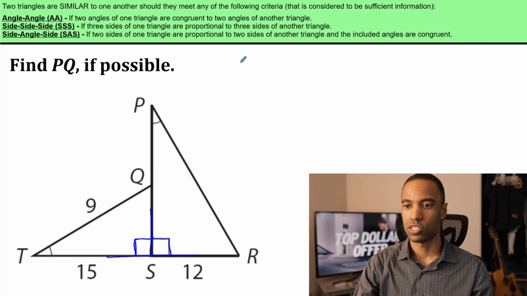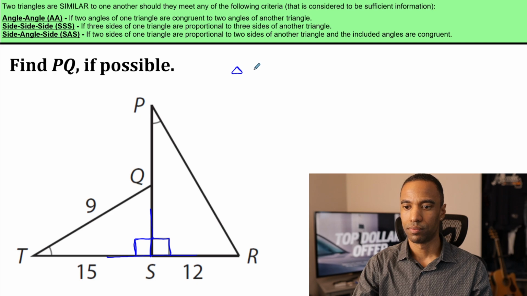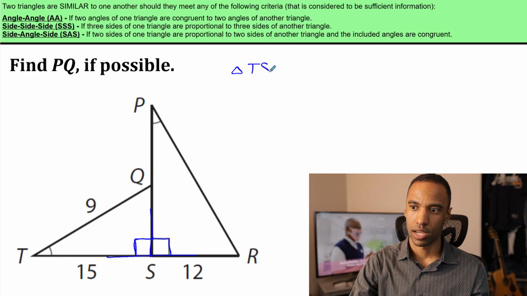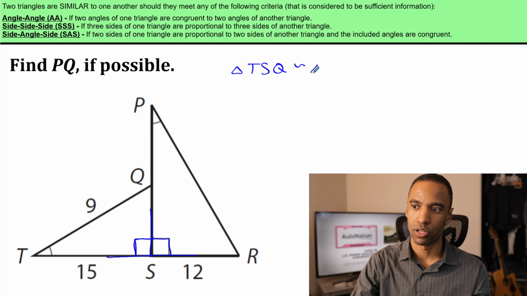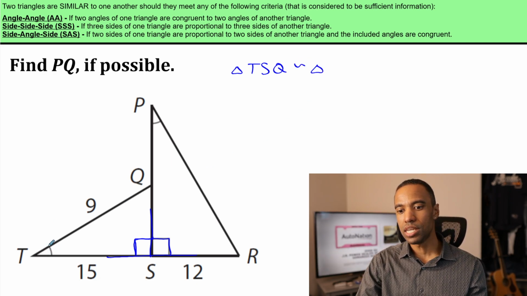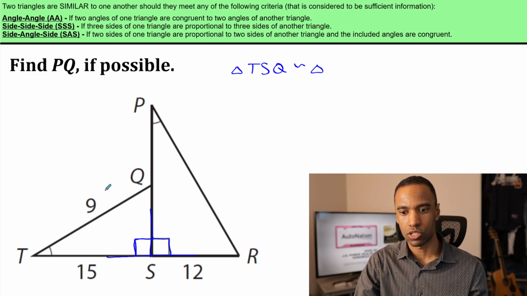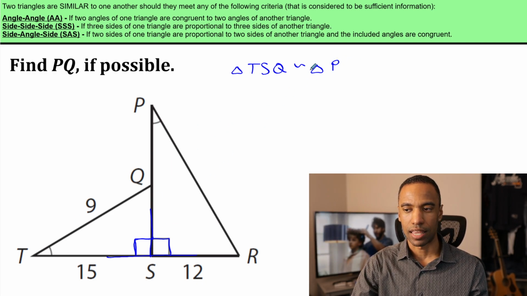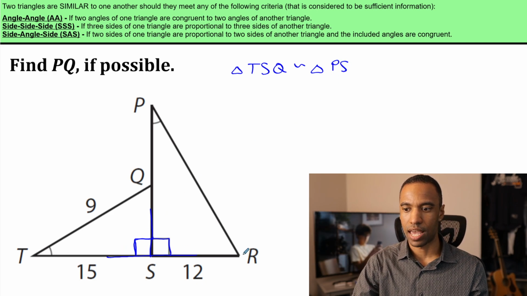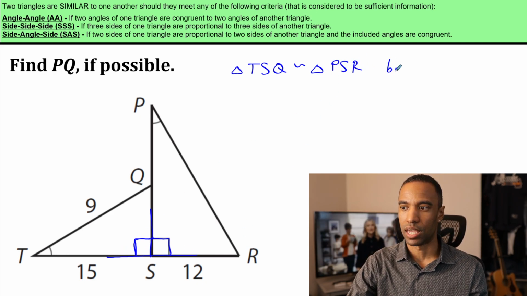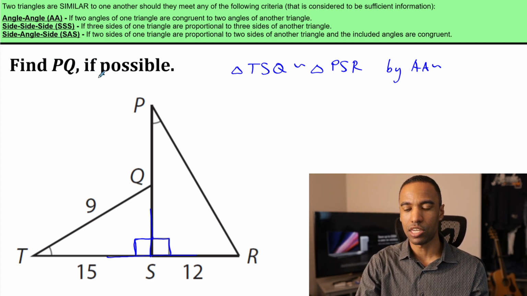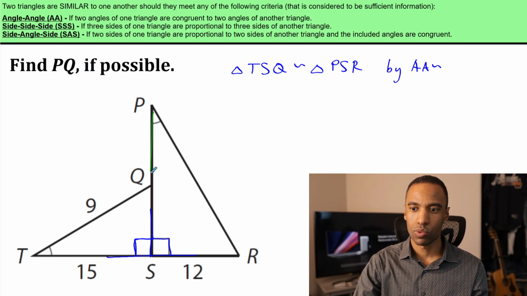So I can go ahead and say that triangle TSQ is similar to triangle, which one? T corresponds with P, right? Because those are the congruent angles. So P, then this one also has an S, and that's the right angle, just like that one is, S, and then R. Once again, by angle. Let's find the length of all of PQ if possible. PQ is just this thing right here, okay?